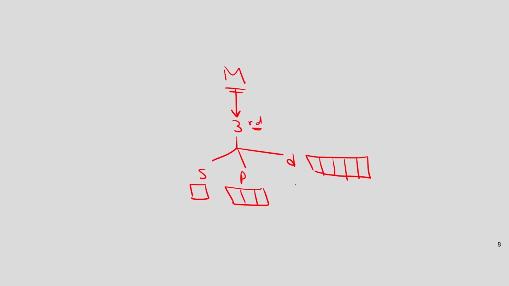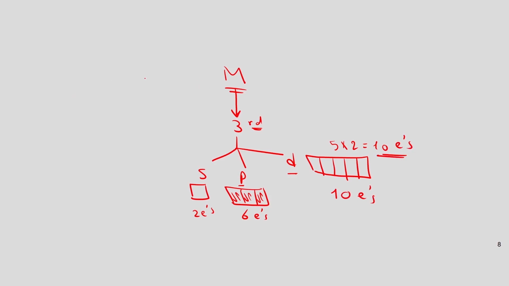Each one of them can take up to 2 electrons, so S can take up to 2 electrons. P can take 1, 2, 3, 4, 5, 6 electrons. And D, I have 5 orbitals, each one of them can take up 2 electrons, so I have a total of 10 electrons. So D can take up to 10 electrons.